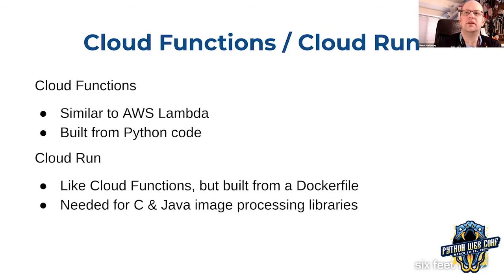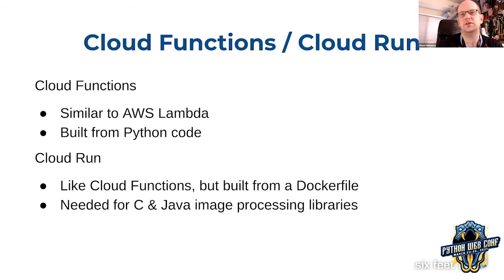Other parts of Google Cloud Platform that we used include Cloud Functions and Cloud Run. Now, it's interesting to see that Cloud Functions and Cloud Run really kind of cover a similar space. So we wanted to talk a little bit about the difference. Cloud Functions are really similar to AWS Lambda, and you simply put in some Python code or whatever language, and you can run it. Cloud Run has a similar execution model, but you build it from a Dockerfile.